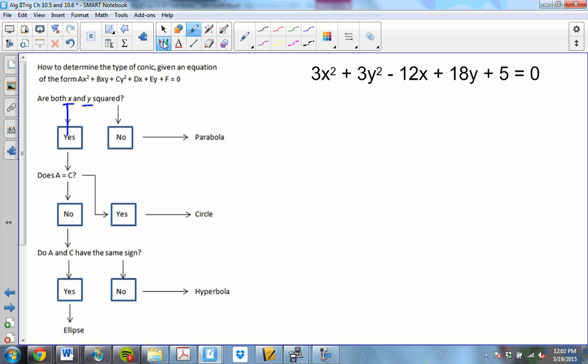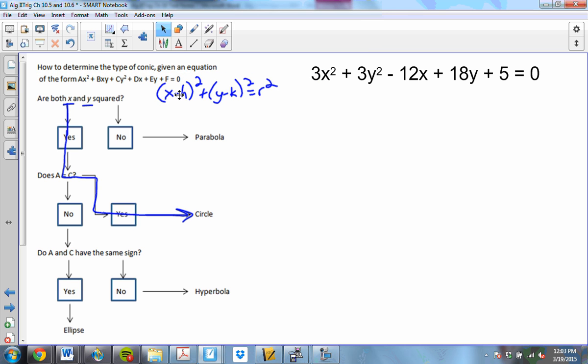The next question, does a equal c? Well, since a is 3 and c is 3, the answer to that is yes. So this is going to be a circle. So now that I know it's going to be a circle, I know generally how circles look. X minus h squared plus y minus k squared equals r squared.